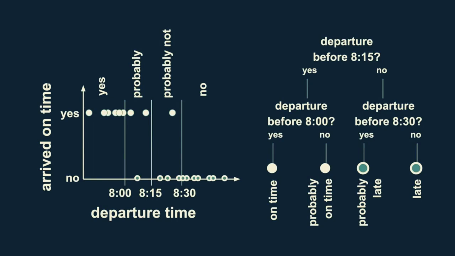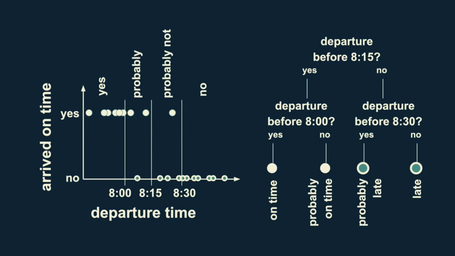Similarly, departure times after 8:15 can be divided into those after 8:30, which are almost certainly late, and those before 8:30, which still have a small chance of being on time. This decision tree has 2 levels. Decision trees can have as many levels as you want. Most often, each decision point or node has only 2 branches.